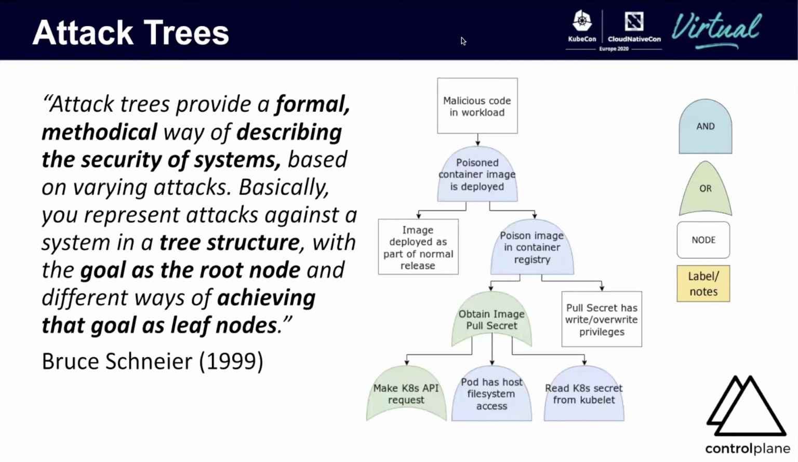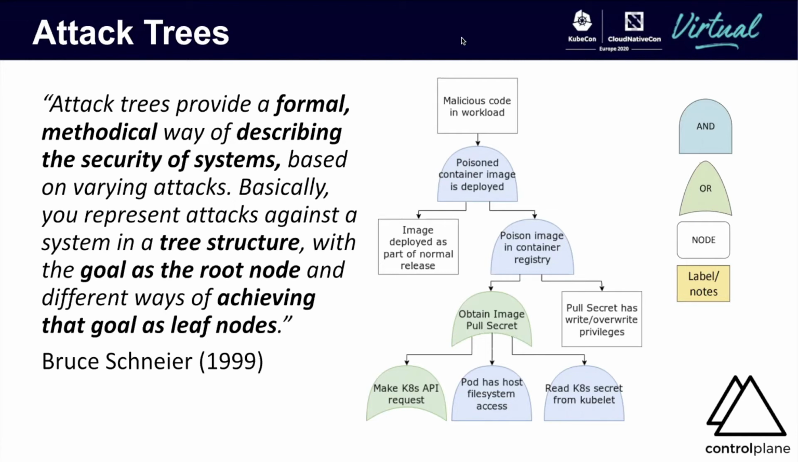Now, attack trees are a highly useful threat modeling tool, and you should use them whilst identifying your threats. They provide a formal, methodical way of describing the security of systems based on varying attacks. Basically, you represent attacks against the system in a tree structure, with the goal as the root node and different ways of achieving that goal as leaf nodes. Attack trees were coined by Bruce Schneier in 1999, and we've got a simple example of an attack tree to the right here. It's simplified for the point of explanation. Attack trees can be quite large and sprawly, difficult to present on PowerPoint slides, so we've got this abridged version here.